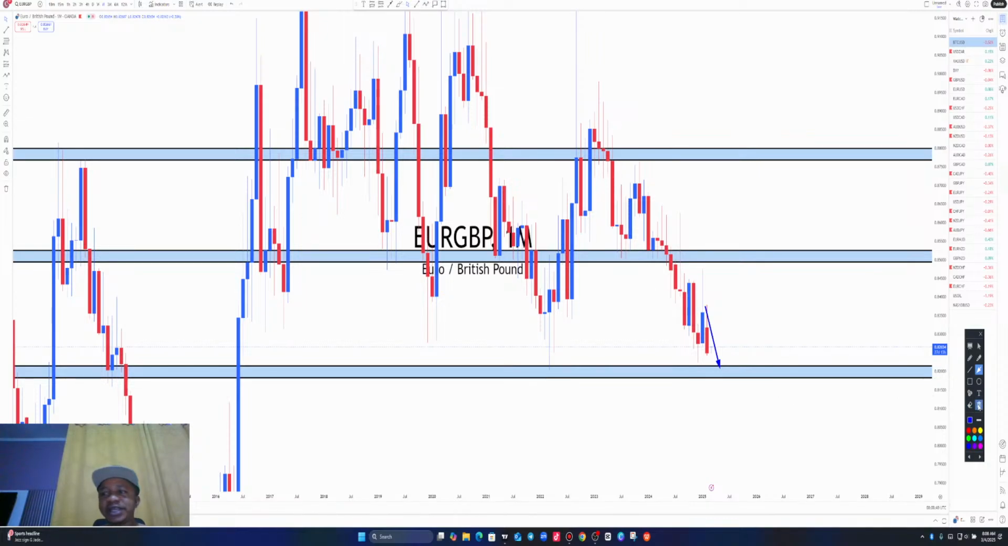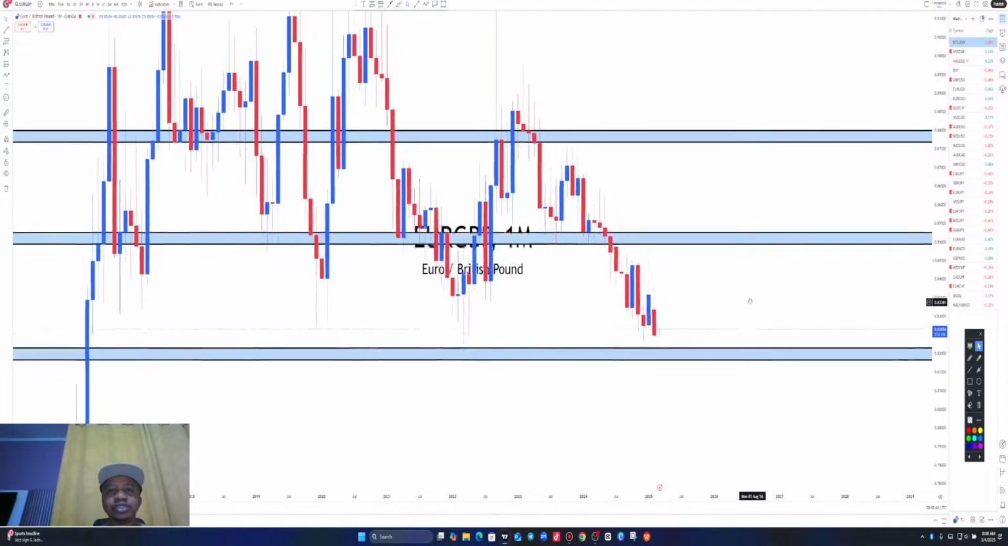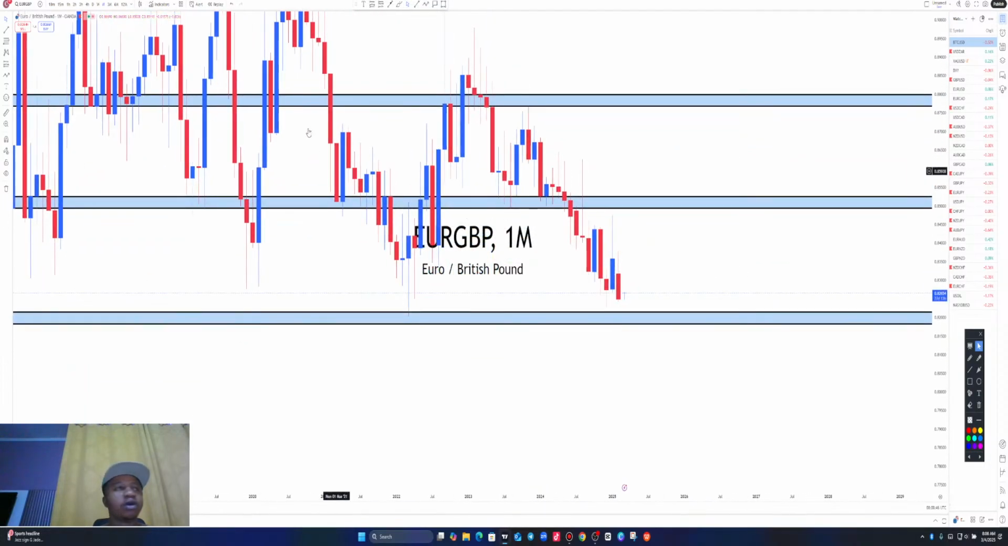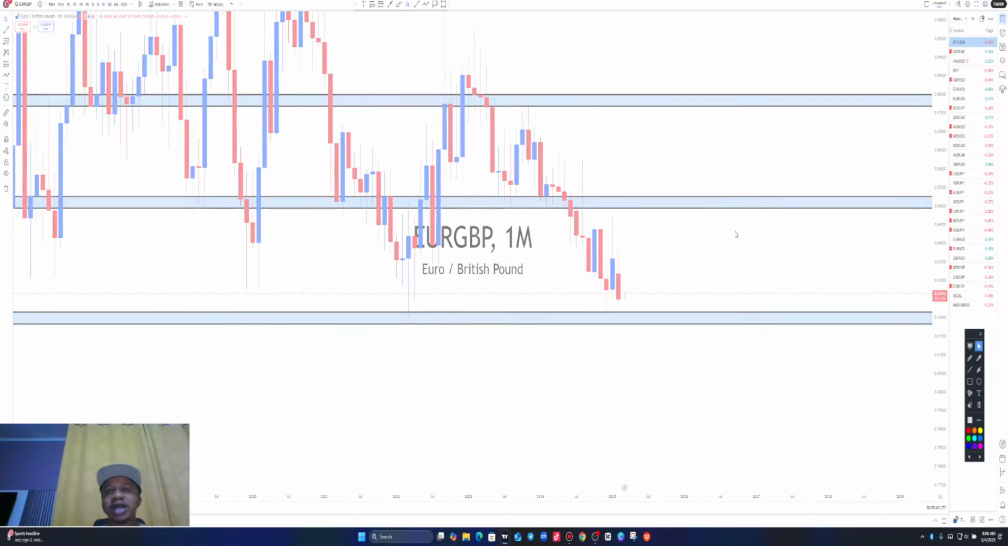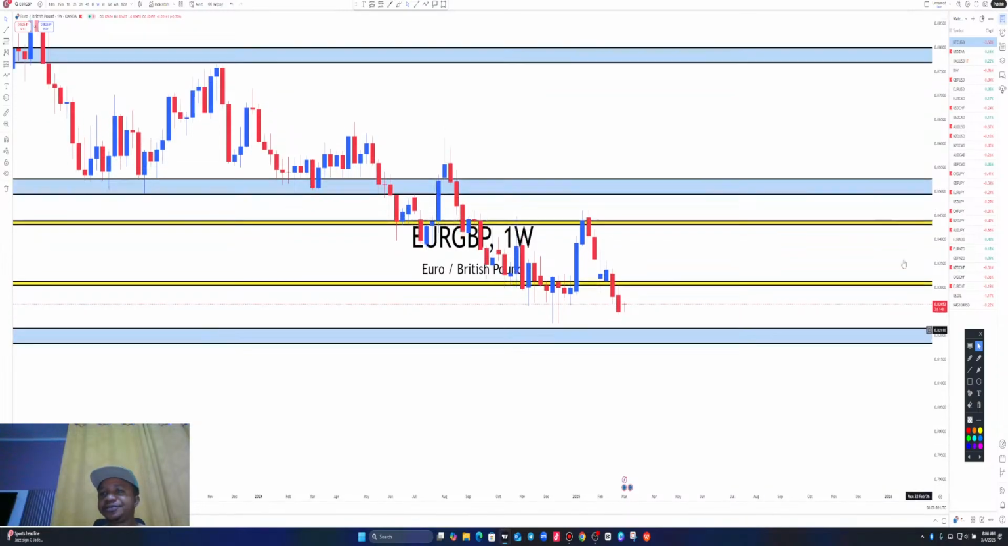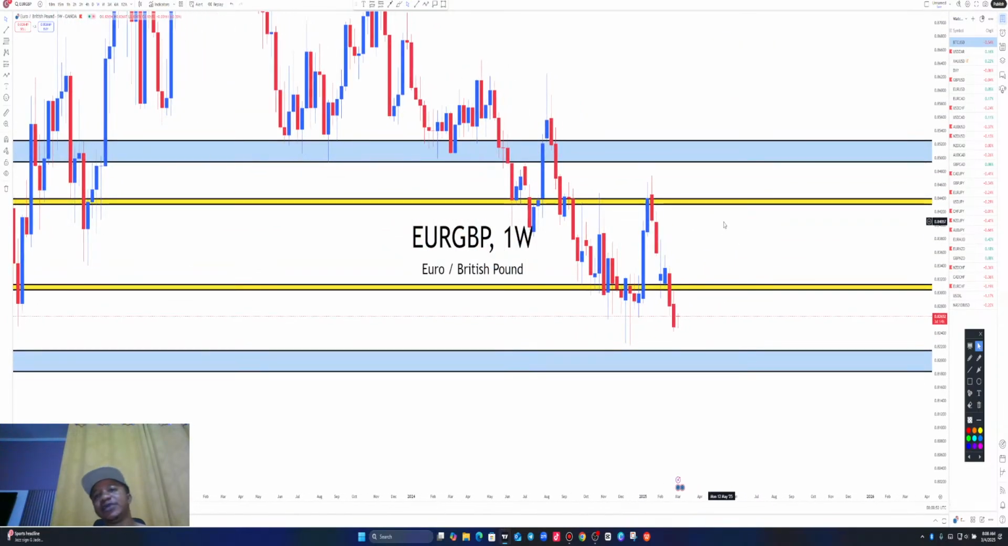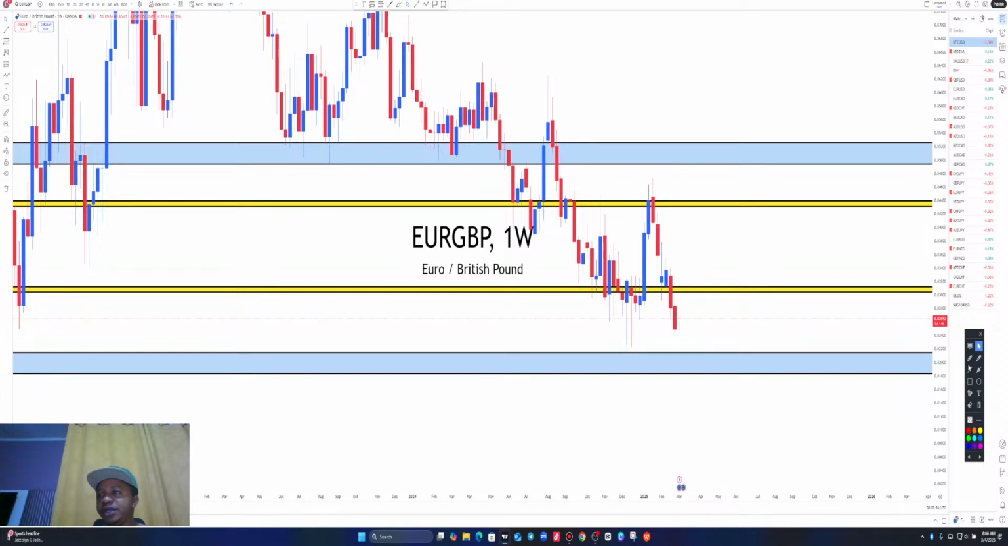So Euro GBP, let's take it through the weekly time frame and look at how price is falling and how we can also jump into that one as well. All right, so let's take it further to a weekly time frame for more assistance. All right, so this is the weekly time frame of Euro GBP. On the Euro GBP weekly, we have the weekly upper zone on top and the weekly lower zone below us.